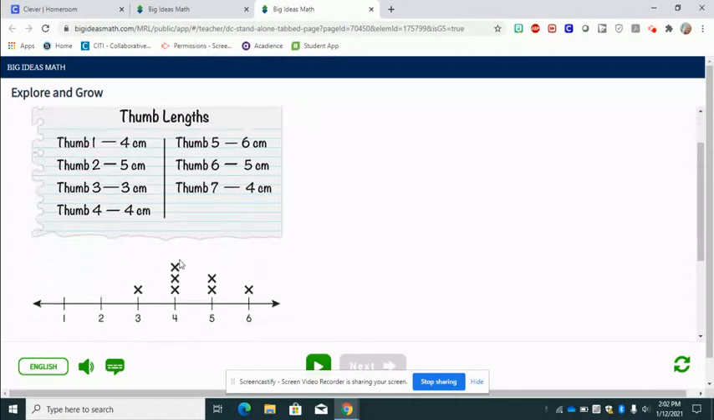And if you look at the line plots, you can see that there are 3 that were 4 centimeters long. So thumb 1, thumb 4, and thumb 7 were 4 centimeters long. There was 1 that was 3 centimeters long, which was thumb 3. There are 2 that were 5 centimeters long, which is thumb 6 and thumb 2. And there was 1 that was 6 centimeters long, which is thumb 5. And the way that the thumb lengths are shown on here is they use X's to show the different thumb lengths.